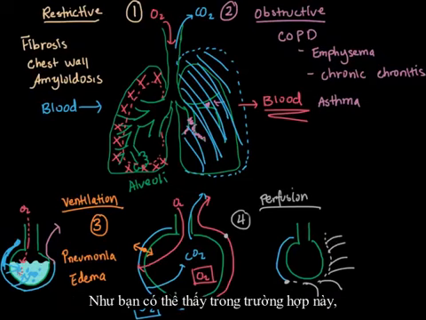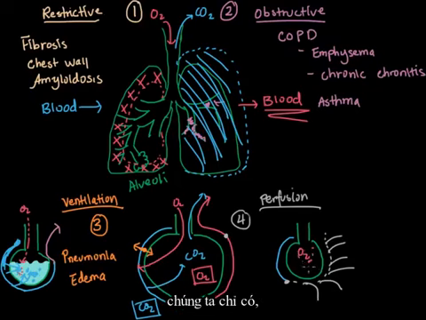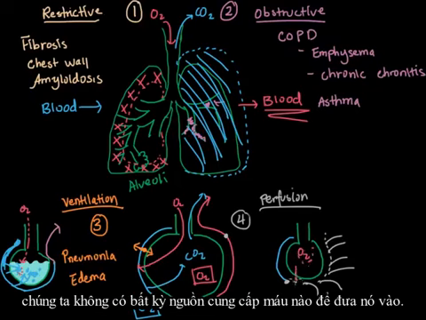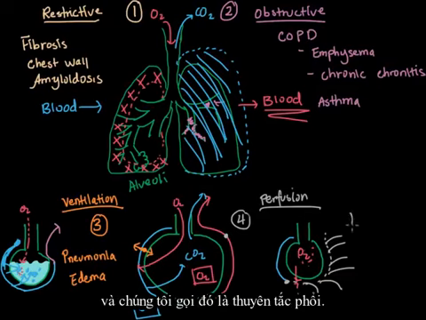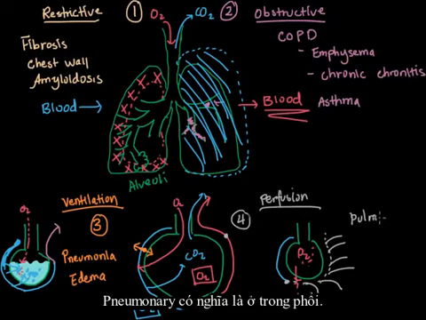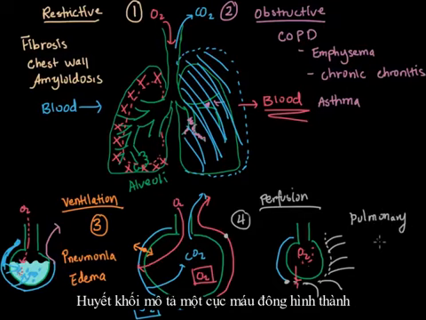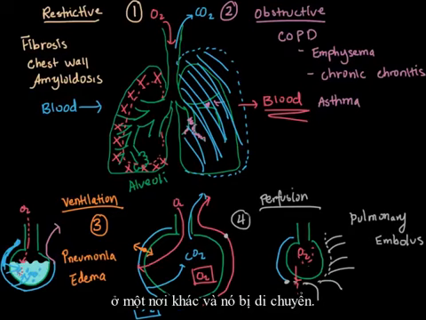So as you can see in this scenario, no matter how much oxygen we have in here, we don't have any blood supply to put it into. So not having enough perfusion is a huge problem, and we call it a pulmonary embolus. Pulmonary means it's in the lungs. Embolus describes a clot that forms somewhere else and has traveled. And if it gets lodged in the lungs, then it's a pulmonary embolus.